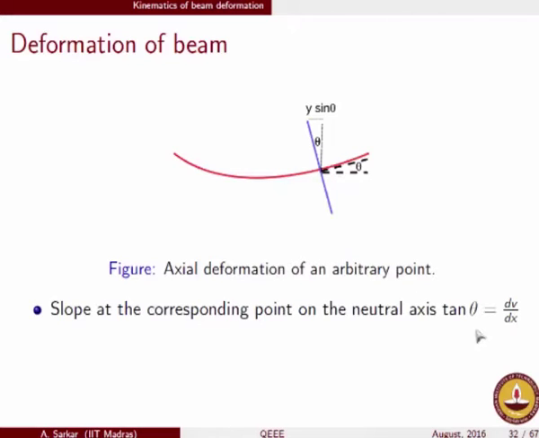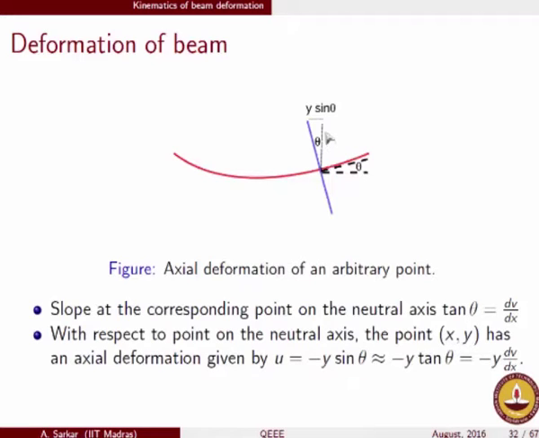Now by definition tan theta is dv dx. Remember what we just argued in the previous slide: the equation of this red line is v of x. I need to find out how each and every point on this red line is moving along the y direction, and the deformation along the y direction was symbolized as v. So the equation of this line is nothing but v of x. Therefore the slope of this line, which is tan theta by definition, is by the rules of calculus dv dx. So the slope at any point on this neutral axis is tan theta, which is equal to the rate of change of v with respect to x.